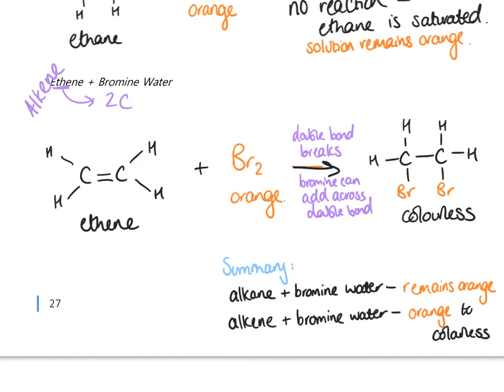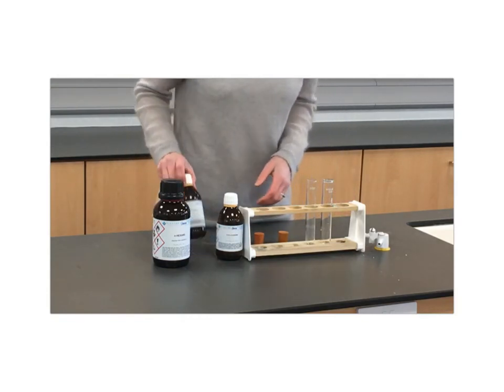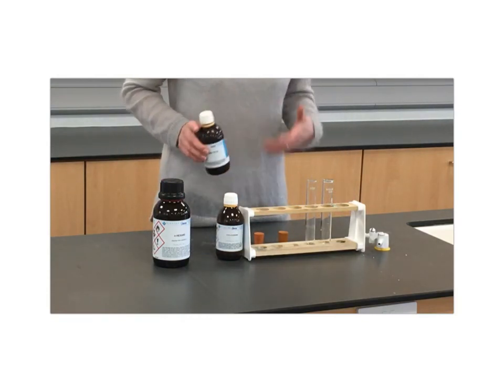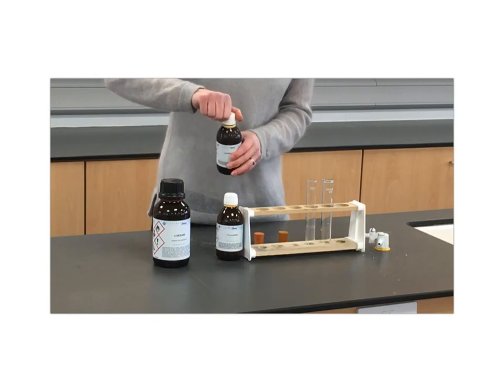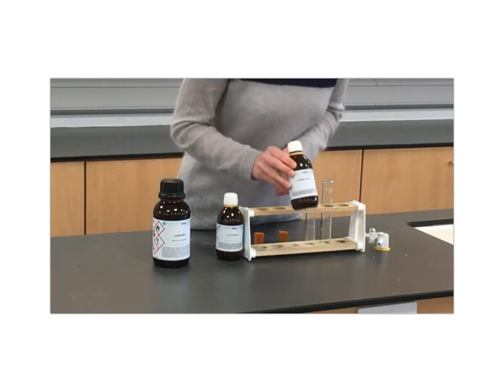So hexane would be the one that remains orange when mixed with bromine water, but hexene would be the one that changes bromine water from orange to colourless. And the next little video is going to show you how you carry this out in the lab and actually shows you this in action. So the reaction we're going to do here is the test for alkenes. As we've already talked through, the test for alkenes is using bromine water.